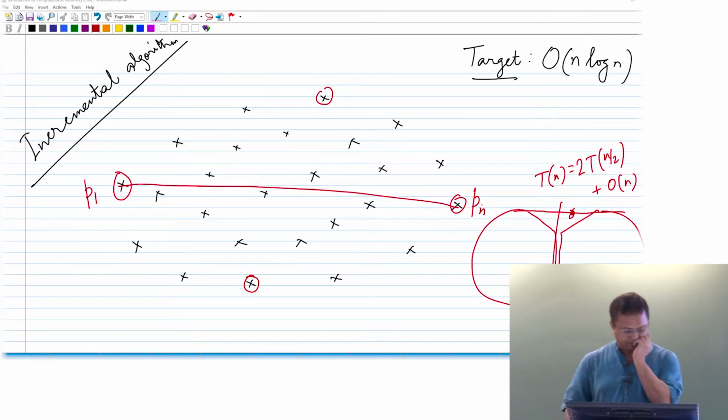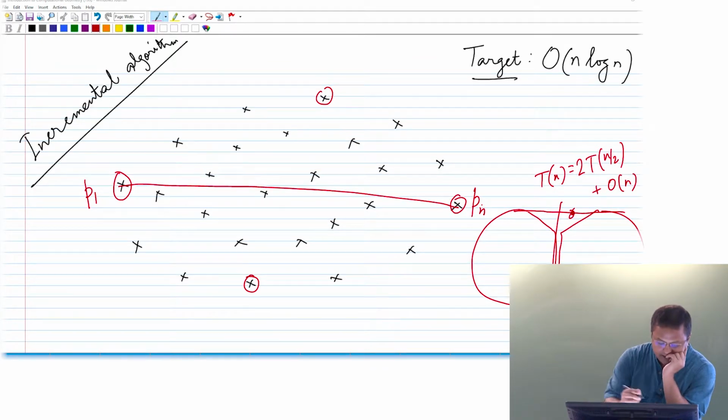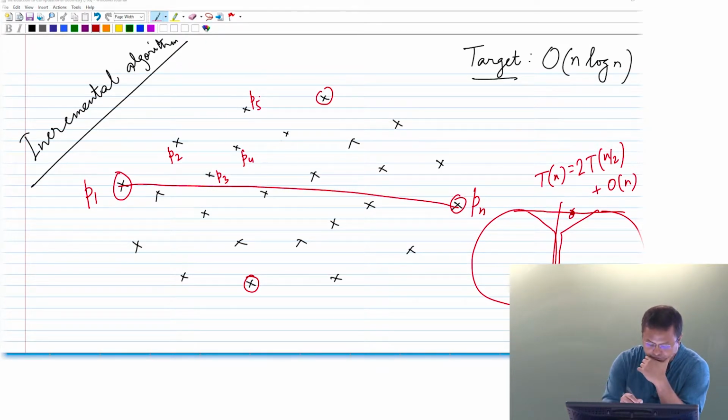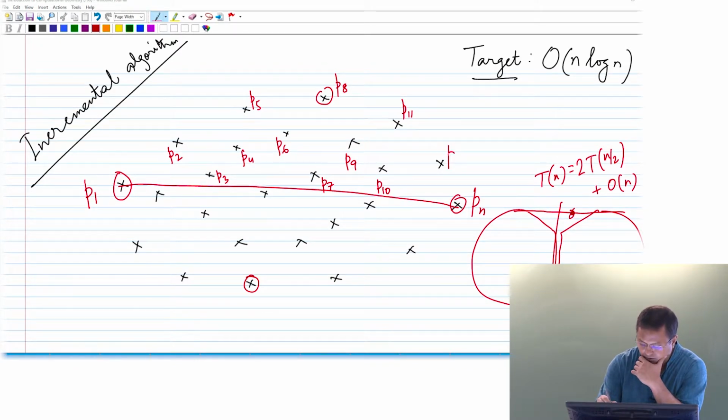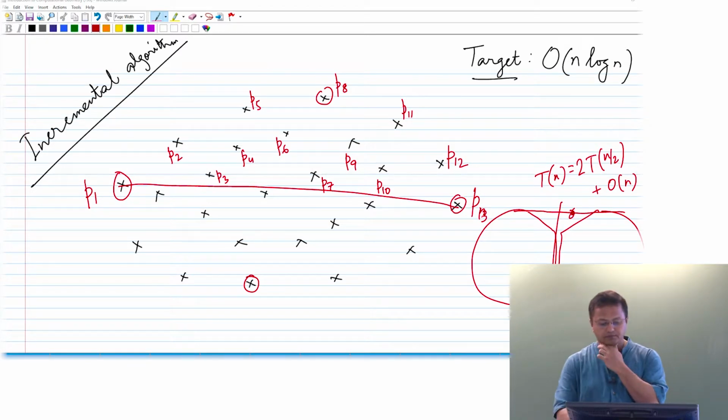Fine. Now, the points are relabeled as P 2, P 3, P 4. So, this is the sorted order on the x coordinate: P 5, P 6, this is P 7, P 8, P 9, P 10, P 11, P 12, and this is possibly your P 13. Fine. This is the sorted order on their x coordinates.